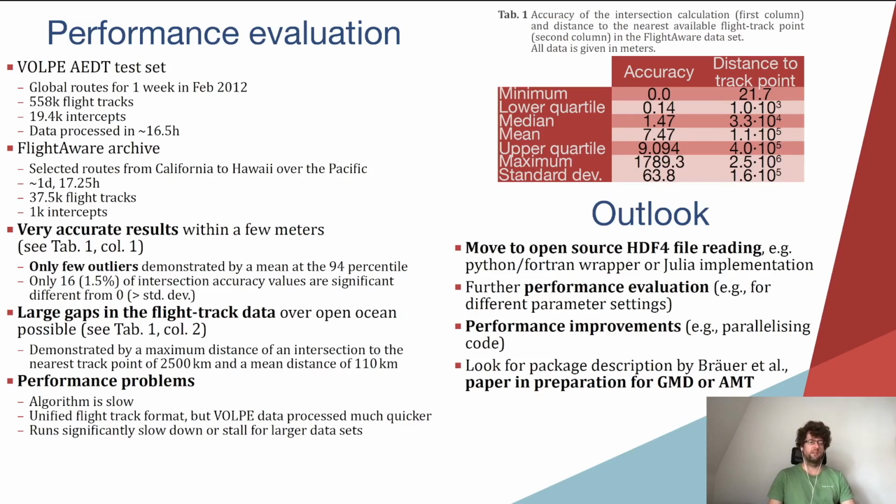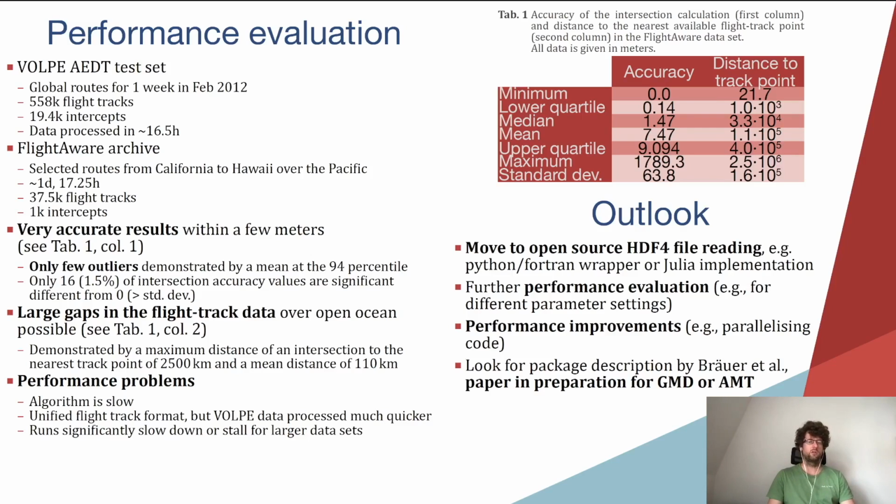I should also mention that there can be large gaps in the track data, especially over the open ocean, and that is represented by the distance of the calculated intersection to the nearest measured track point, which is on average 110 kilometers, but can get up to 2,500 kilometers. So we implemented a threshold to exclude those highly uncertain calculations that are far away from a measured track point. And you should make use of this threshold if your dataset allows for it.